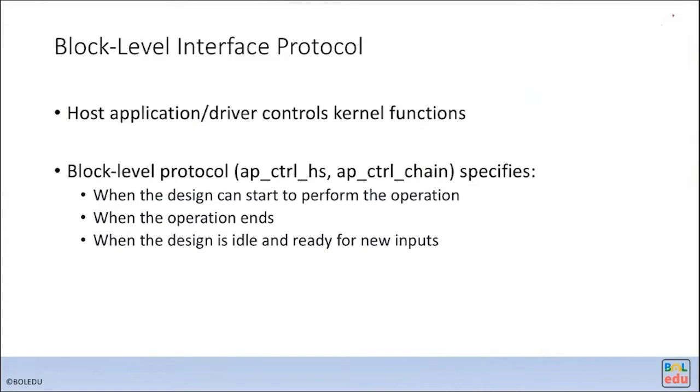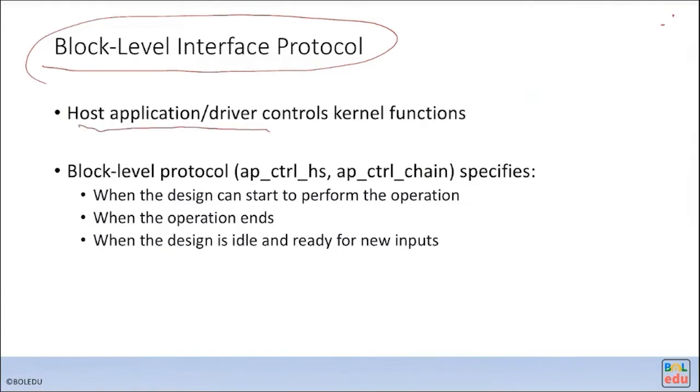Okay. And the block-level interface protocol, as I said, is used for host application or driver control of the kernel function. There are three interfaces. Basically, this protocol specifies when the design starts to do the operation, tells when the operation ends, and tells the design status, whether it's idle or ready for new input. And that information is communicated by the AXI-Lite register.